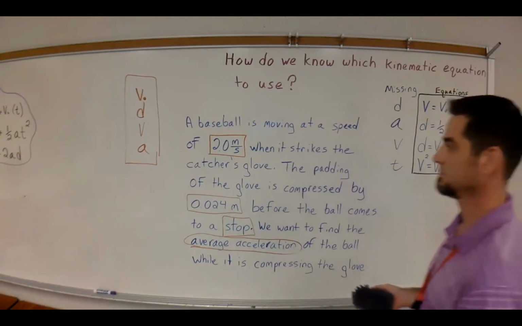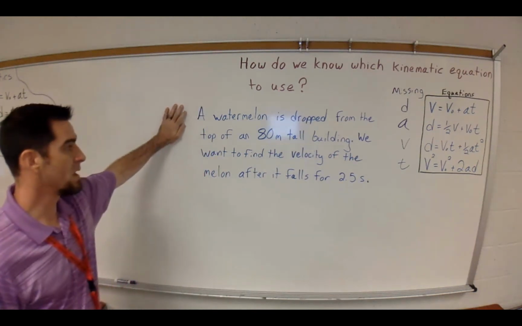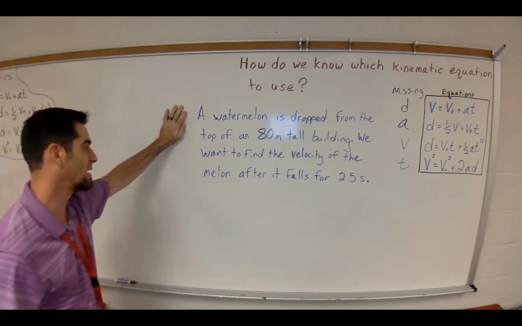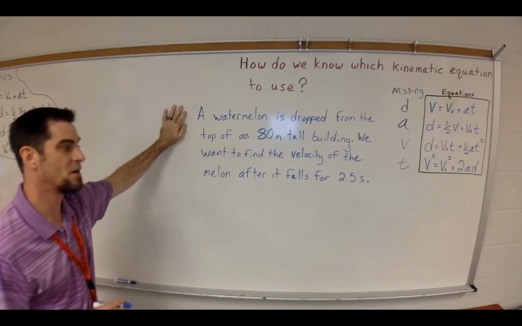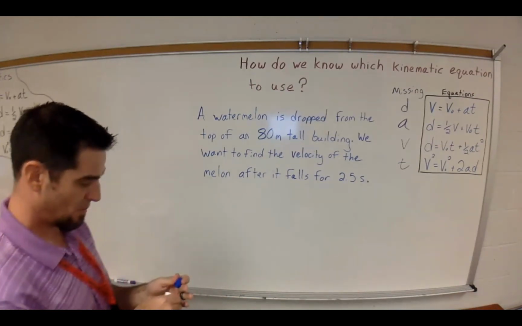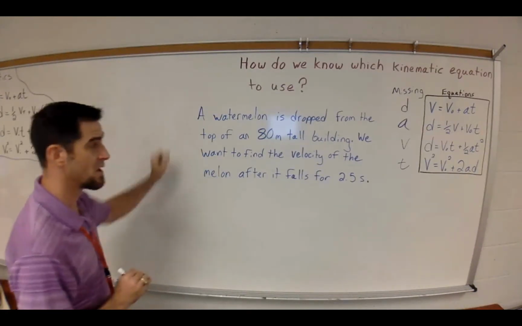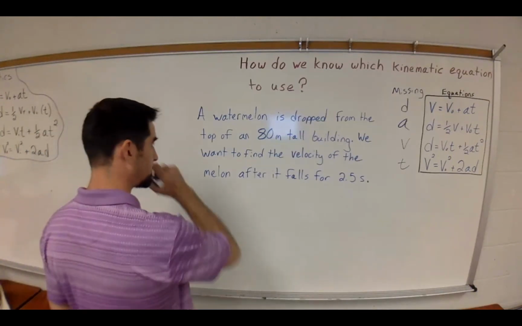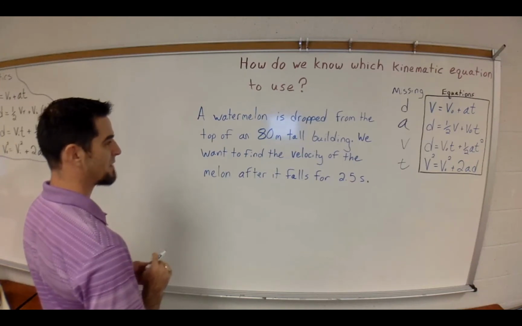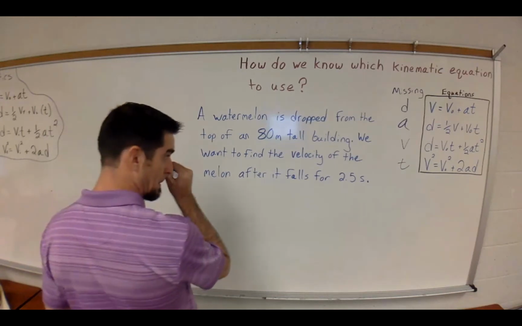Let's do another one. Okay, here's our second example. A watermelon is dropped from the top of an 80-meter tall building. We want to find the velocity of the melon after it falls for 2.5 seconds. So let's go through and pick out our variables. This is almost a trick question, and if you're not careful, you're going to fall for it. A watermelon is dropped from the top of an 80-meter tall building. We want to find the velocity of the melon after it falls for 2.5 seconds.